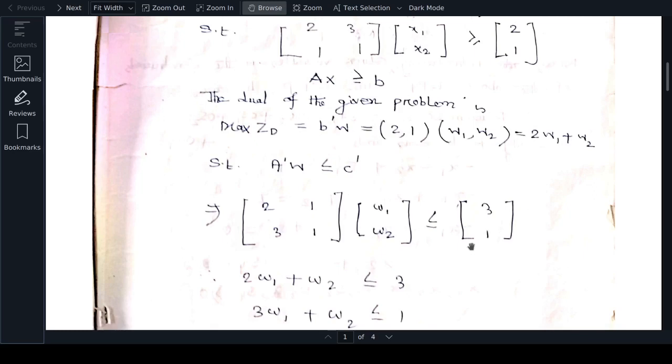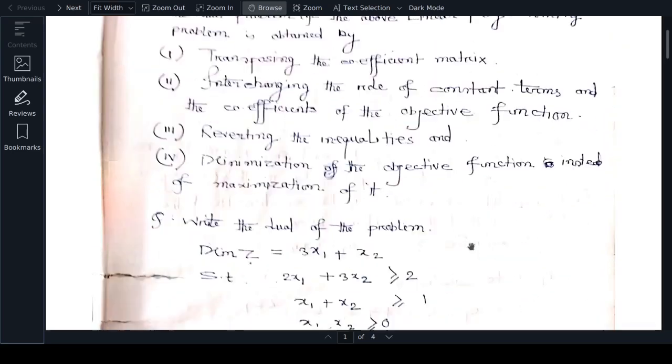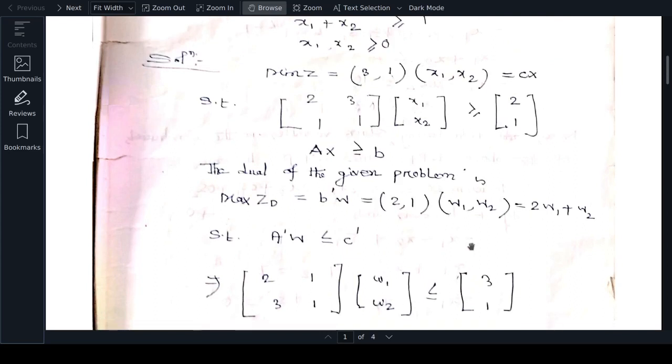Point number 2, you see carefully: interchanging the role of constant terms and coefficient of the objective function. It means the coefficients of the objective function in the given problem, when we convert it into the dual, will be the constant part in the dual, and the constant part of the original problem you will write as the objective function coefficients in the dual.